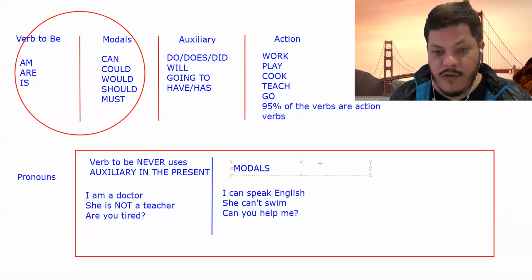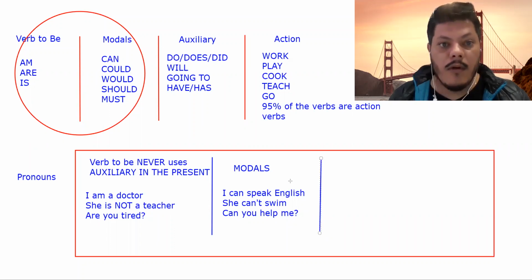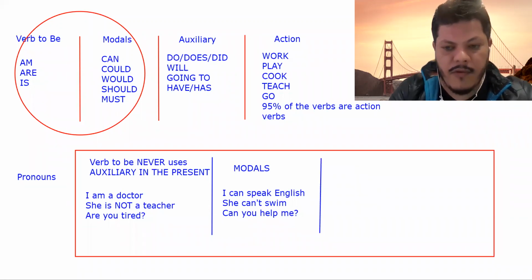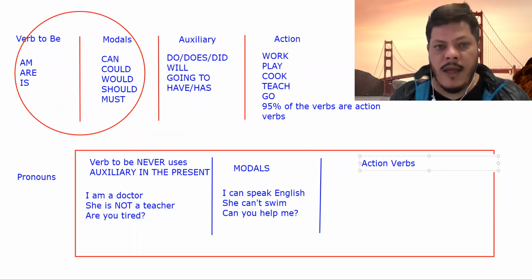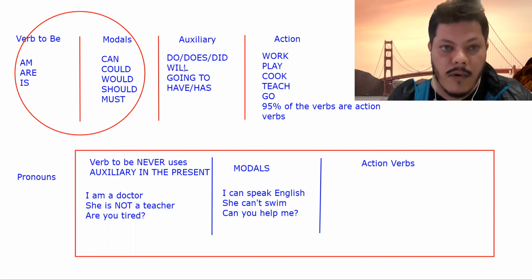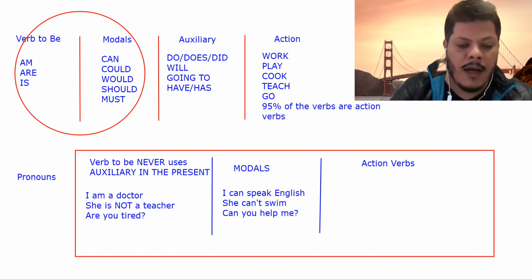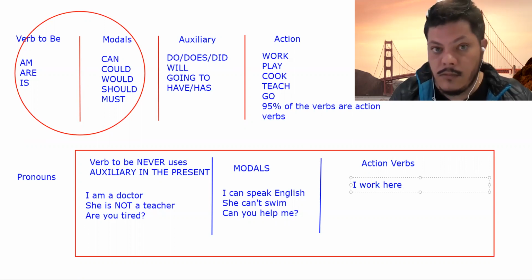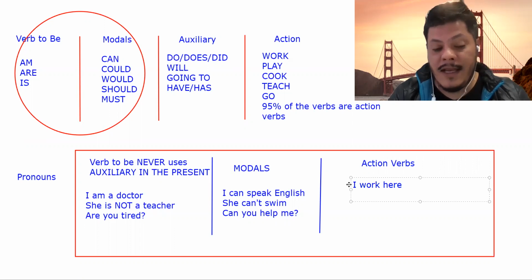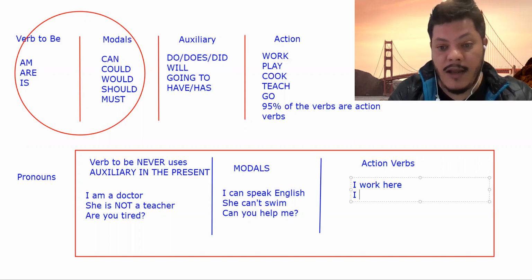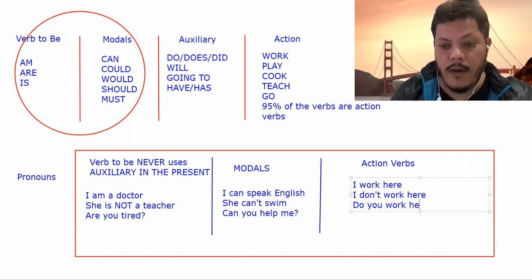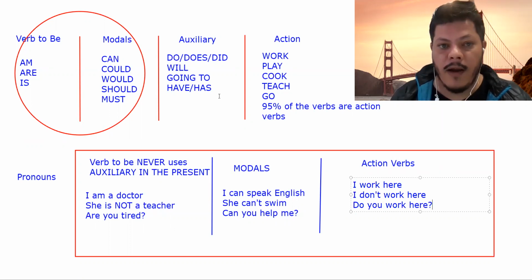And the last one that we just talked about, for action verbs. I'm going to write here, for action verbs. If it's an affirmative, all we need to do is use the verb. So let me put the text here. I work here, right? If it's a negative, I have to use the auxiliary. So I don't work here. And if it's an interrogative, do you work here? And then question mark, all right?